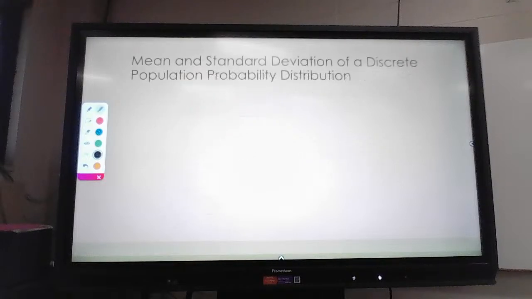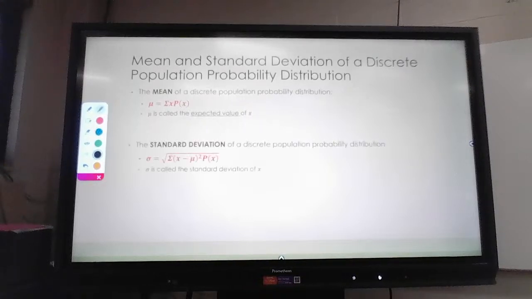Okay, and so the mean of a discrete population probability distribution is given as the sum of all products of X times its probability. So we're multiplying each value of X by its respective probability. We're adding up all those products. The mean is also called the expected value of X. Anytime that I talk about the mean of a discrete population probability distribution, I'm talking about expected value and vice versa.